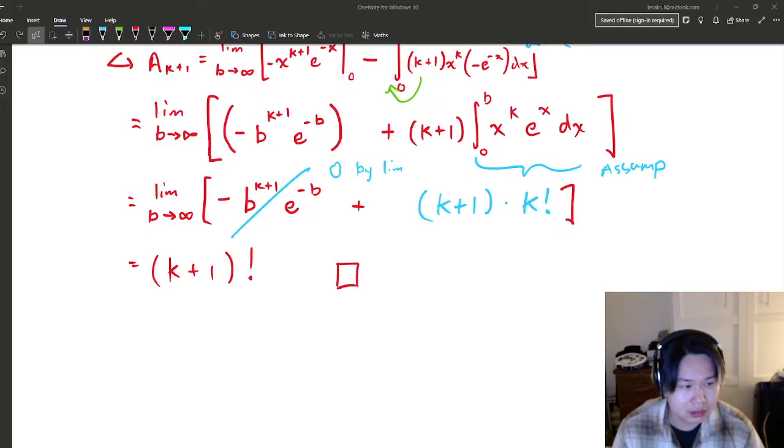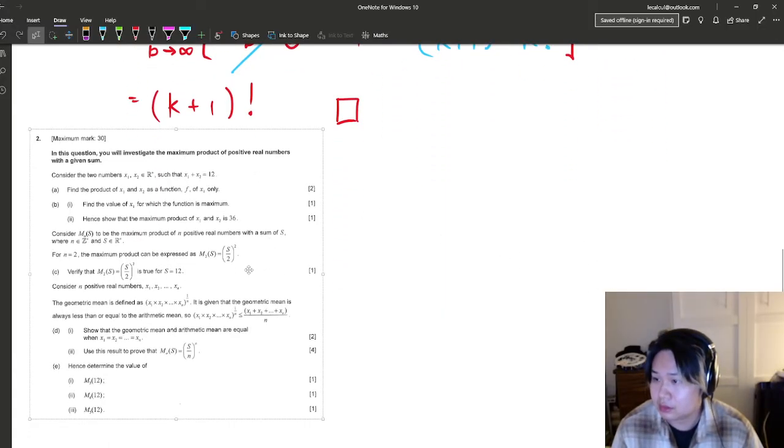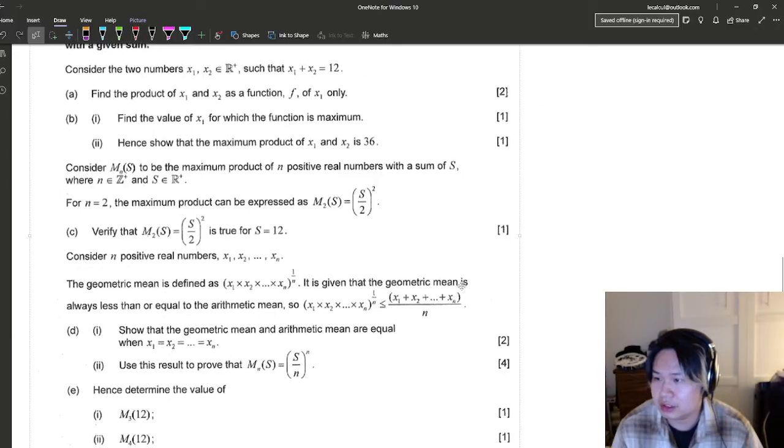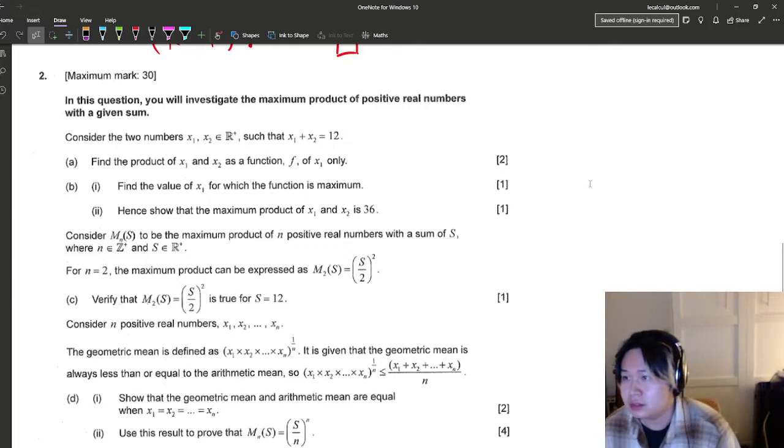Okay. Then the second one. This one looks weird. It's 30 marks. Okay, I'm going to see what this is about too.